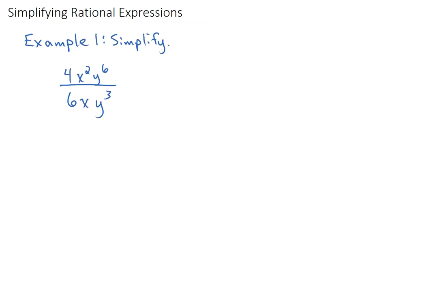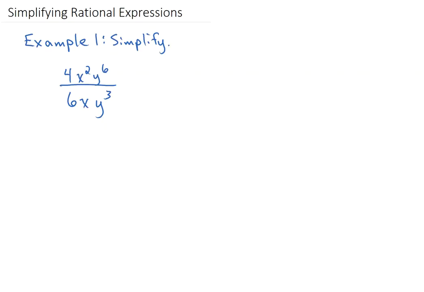Alright, let's say we have this rational expression, 4x squared y to the 6 divided by 6x y to the third. Now here, everything in the numerator is being multiplied. That means the numerator is expressed in factored form. Also, everything in the denominator is being multiplied, so that means what we have in the denominator is also being expressed as factors. So we are able to reduce this, and we worked these problems when we were learning our exponent rules.